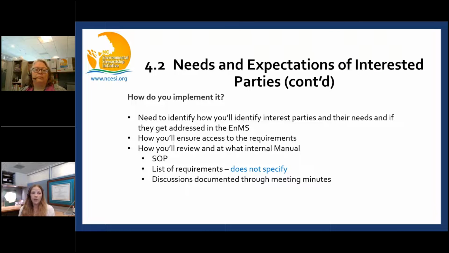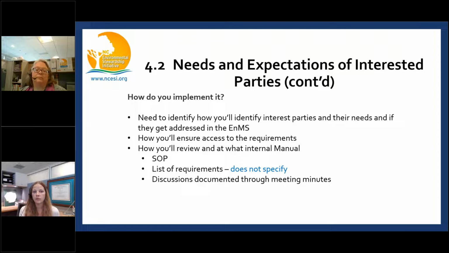Okay, moving on, how do you implement this? You need to identify how you'll identify the interested parties. Yet again, did you see any purple? Nope, no purple, so you don't have to have any documented information, but it's still a really good idea. And you also don't have to have any kind of SOP on how you're going to identify interested parties, but it's also a good idea. Figure out how you are going to identify those interested parties.